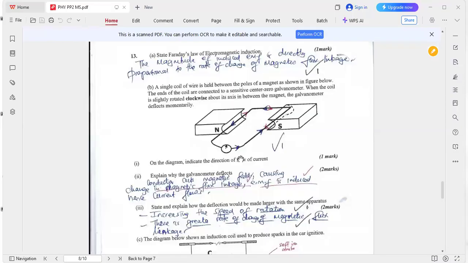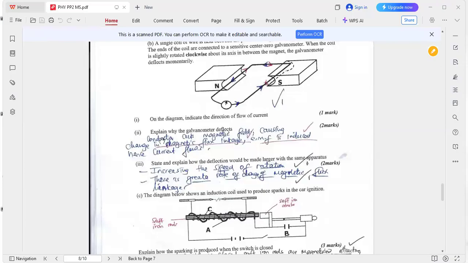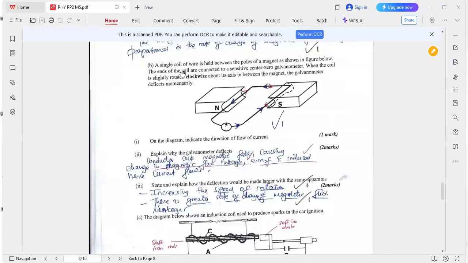Okay. Let's proceed. On the diagram, indicate the direction of flow of current. Now here, remember, this is not a motor, so we use the dynamo rule, which is Fleming's right-hand rule. So we are told that when the coil is slightly rotated clockwise, we are rotating this clockwise, that direction, about its axis, the galvanometer deflects momentarily.